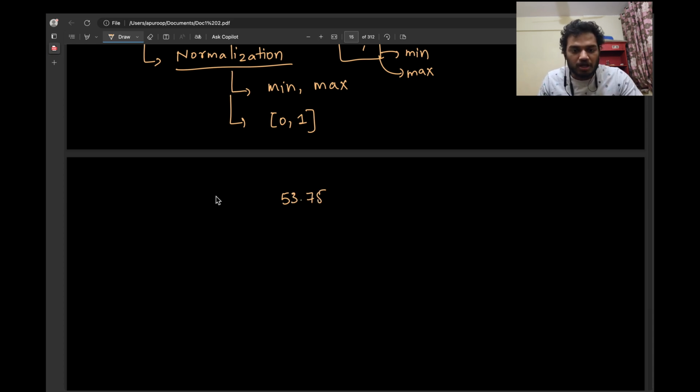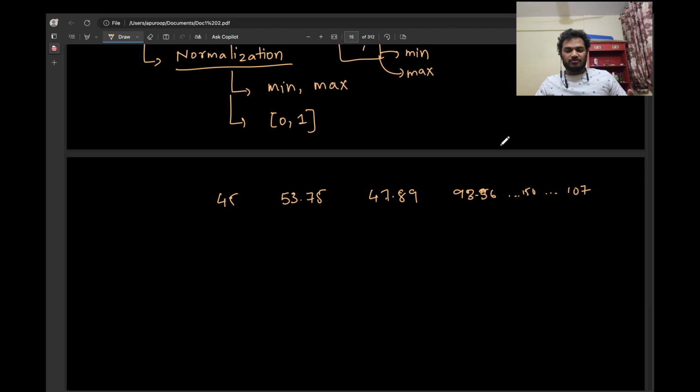5.73 and 45, 47.89, 93.56, so on, 150, and so on, 107. Like that, let's say we have several weights like this. Now, we know that the minimum is 45 in this. And similarly, what is our maximum? Maximum is 150. So minimum is 45 and maximum is 150.